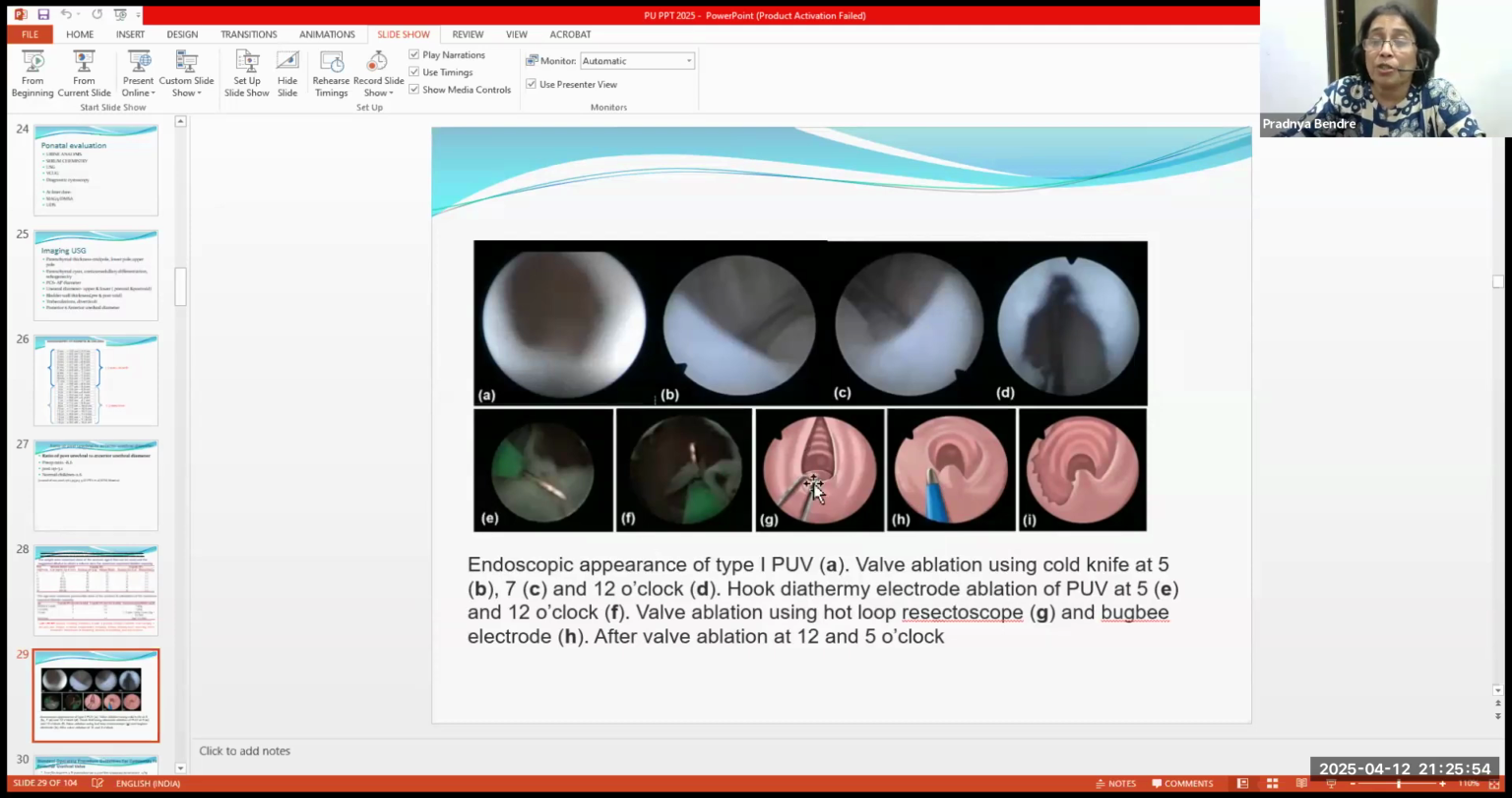This is the appearance of valves that you see. Commonest is type 1. So you first visualize the valve. As you come out, you will see the folds going in both directions. And if it is a hook, you will be able to engage the valve. So 5 o'clock, 7 o'clock and 12 o'clock fulguration. When you are doing 12 o'clock fulguration, you have to rotate the cystoscope by 180 degrees and do the fulguration at 12 o'clock. And this is the appearance after the fulguration. You can see an increase in the size of the lumen. On table, you can just press the bladder and watch for the stream.